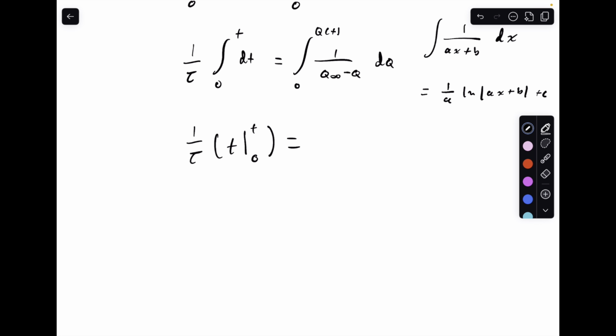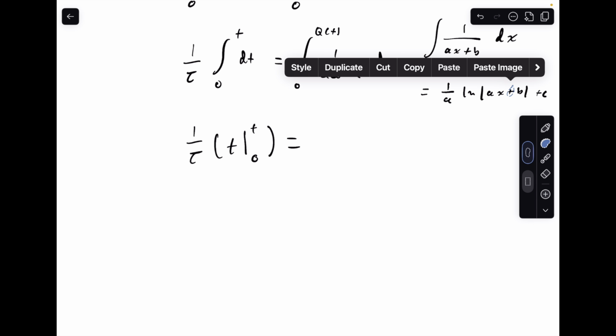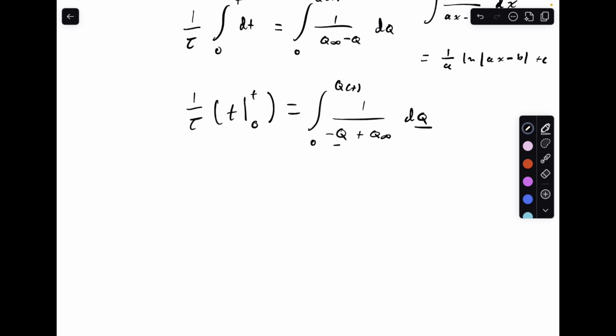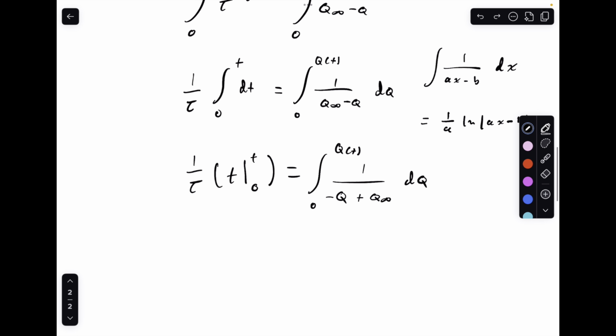And then another small little note. If this is ax minus b, well, then what the integral evaluates to will be 1 over a ln ax minus b. Really, it doesn't matter if it's plus or minus. You'll just change the answer accordingly, right? So now applying that to this integral, I'll rewrite the right-hand side so it's just a little bit easier to apply this rule. I will write 1 over negative q plus q infinity dq. And now you'll see that I'm integrating with respect to dq, right? Like here, I was integrating with respect to dx, right?